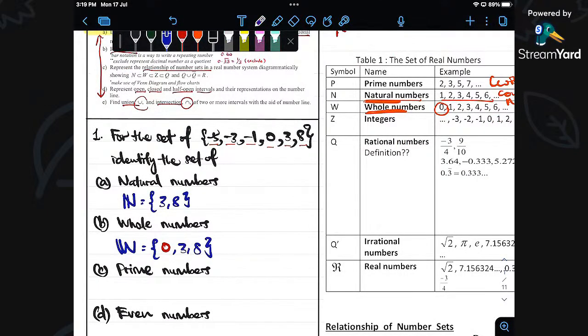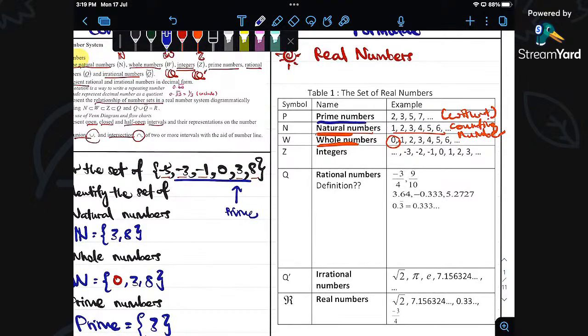So now we have prime numbers. For prime numbers, we don't have any symbol, so we just put prime equals to the curly bracket of 3. From our question here, there is only the number 3 that is prime. Prime number means what? A prime number is a number that can be divided by its own number only. So this is just to flashback: what are prime numbers, natural numbers, whole numbers?